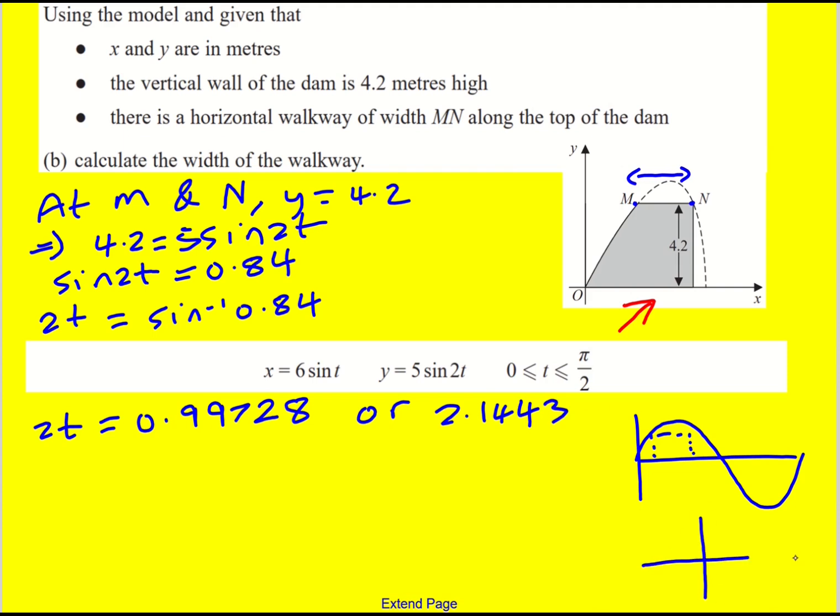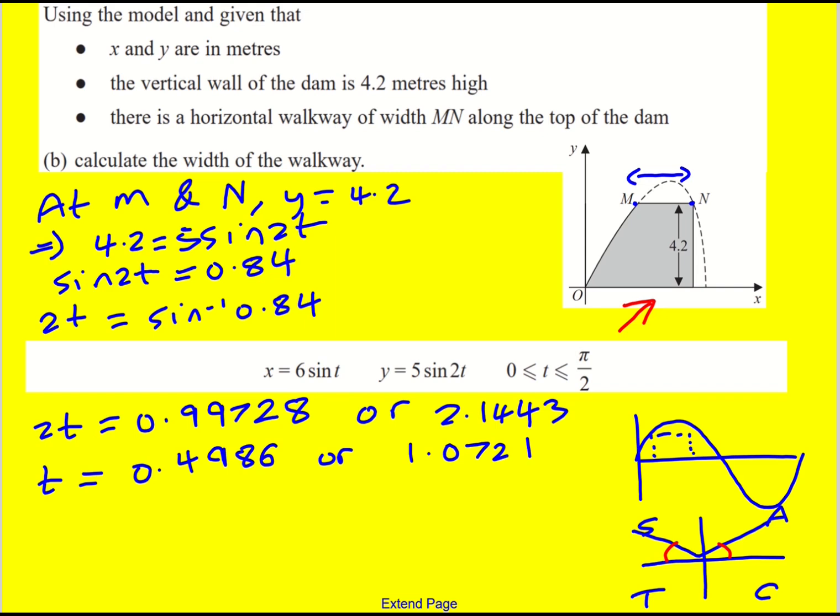Or from your cast diagram, if you prefer this method, got one here and here, and this angle is the same as this angle, so you can see we need to do 180 or pi, in this case, minus the angle. Just need to divide through by 2. This gives 0.4986 or 1.0721.